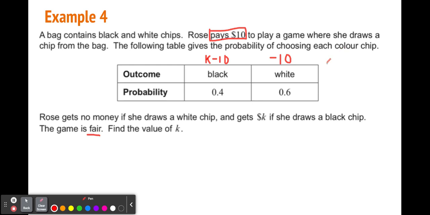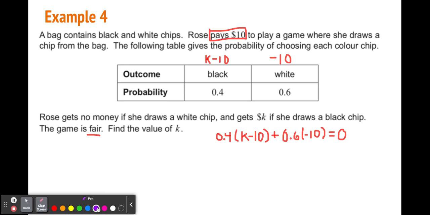So in our calculators, we could do 0.4, the probability, times k minus 10 plus 0.6 times negative 10. And since this game is fair, we would need to add this up and make it equal to 0. So this is one equation you can put in your calculator to find out what is your expected value, remembering that k should always be represented as x in your calculators.